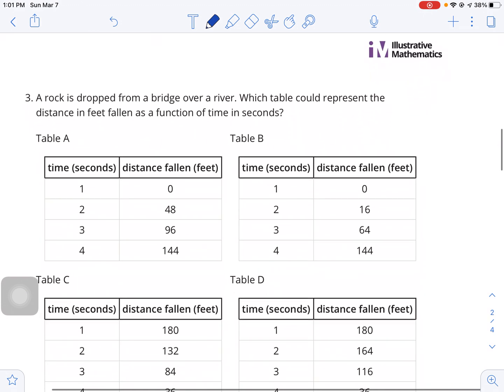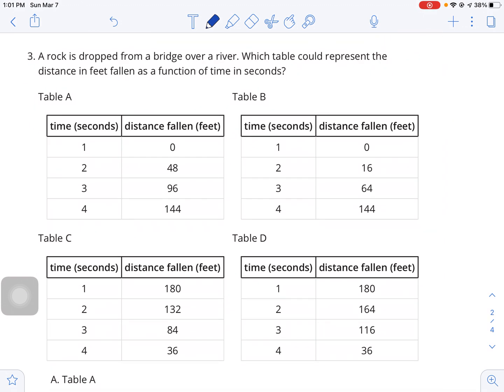Number 3, a rock is dropped from a bridge over a river. Which table could represent the distance in feet fallen as a function of time in seconds? So this one, as we look, each one of these tables goes up by 1 second at a time. And the rock here falls 48, then 48 more feet, and then 48 more feet. That's a constant rate. And so this would be out. That's not how gravity works for us.